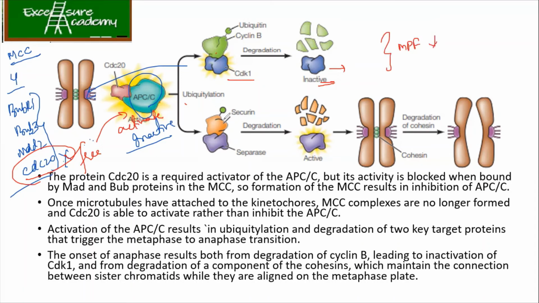Also, it ubiquitinates your securin. Okay, what will happen? This is now targeted for the degradation. Securin is bound to the separase. जैसे ये degrade हो जाएगा, separase आपका free हो जाएगा. So that makes it active. Separase क्या करेगा? It will go and degrade the cohesin. Cohesin क्या करता था? It used to keep at the centromere region both the sister chromatids together.